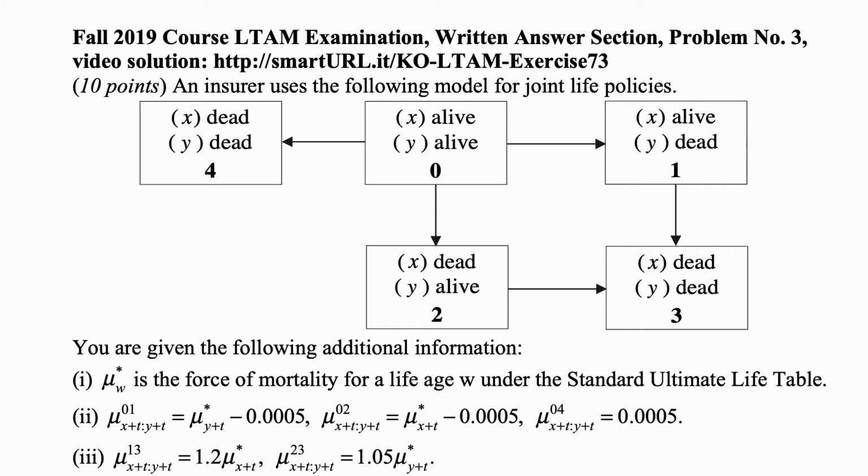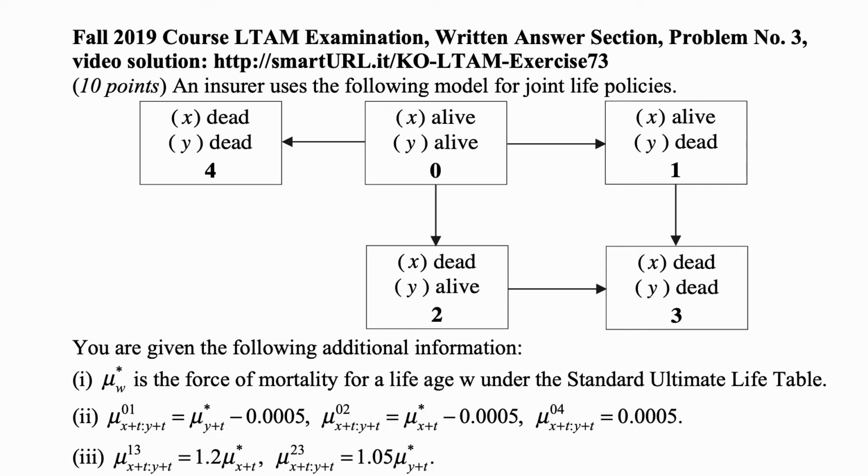As you can see, there are 5 states. It's a multi-state model. State 0 is when both X and Y are alive. State 4 is when both X and Y are dead. State 1 is when X is alive, Y is dead. State 2 is when X is dead and Y is alive. And State 3 is when X is dead and Y is dead.